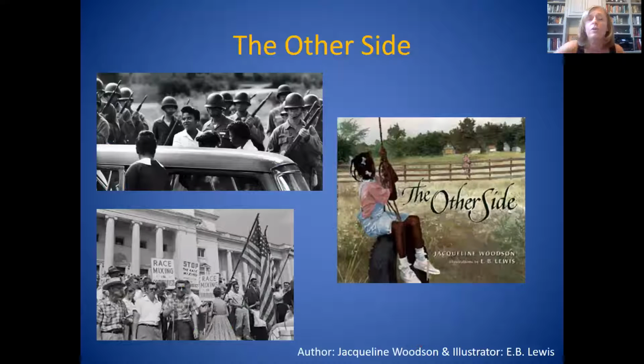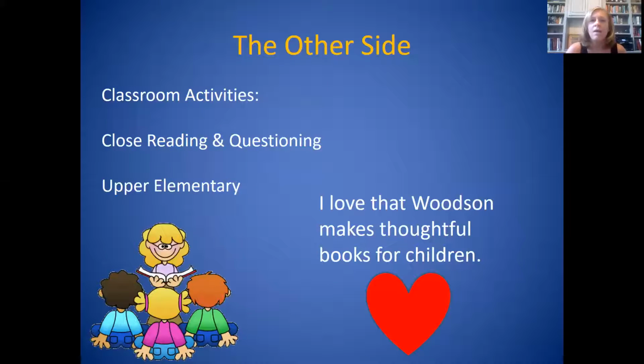Her words are beautiful. The Other Side is a book about an African American girl and a white girl, and they live on the opposite sides of the fence. Both of their mothers do not want them to play together, but they are at a time, let's say maybe after Martin Luther King, where they are beginning to break those racial boundaries. So the theme is racism.